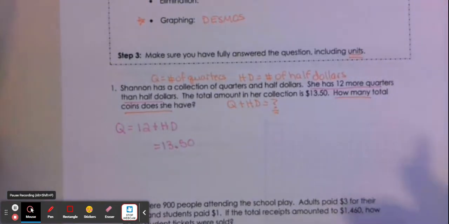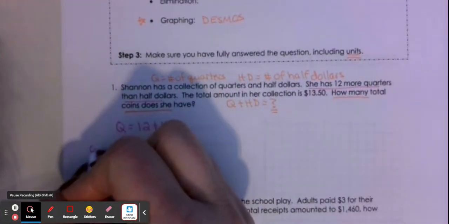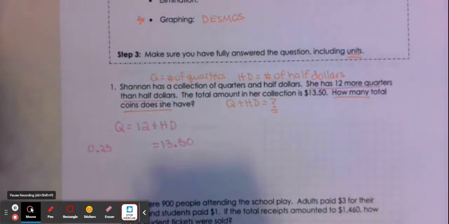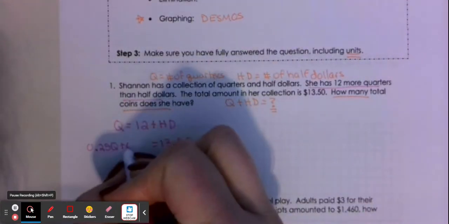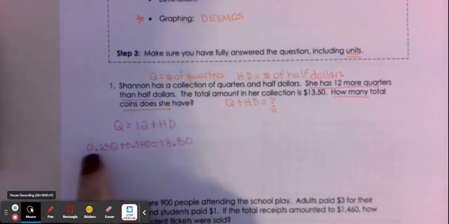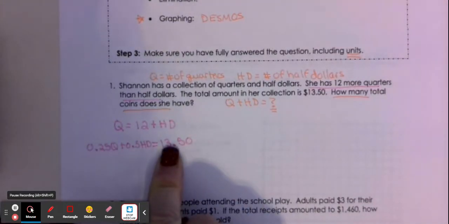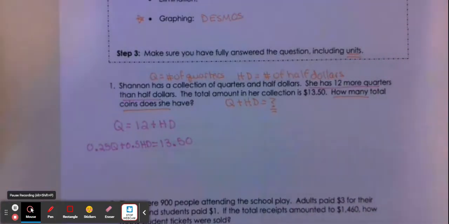Same thing with half dollars. Let's say she had 2 half dollars. I would take 2 times the value of a half dollar, which is 50 cents, 2 times 0.5, and I would then get $1. So what this is telling me is if I took 0.25, or the value of a quarter, and I multiply it by the number of quarters, and I add that to 0.5 times the half dollars, I know that that will give me $13.50. So now I've written two separate equations, and with two equations, I can find a solution.